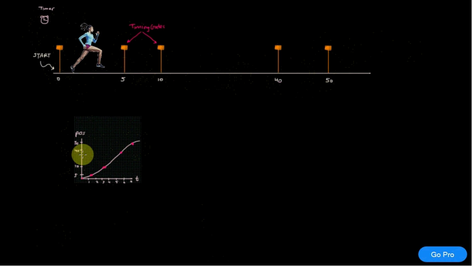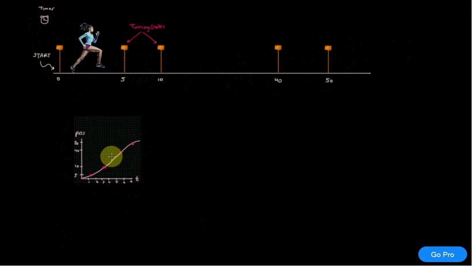Now our goal is to ultimately use this position versus time data and the graph in order to find out what their velocity is at any point in time. And I'm not just talking about average velocity, I'm talking about instantaneous velocity. So what is their velocity at any instant in time? And similarly, what is the acceleration at any instant in time?